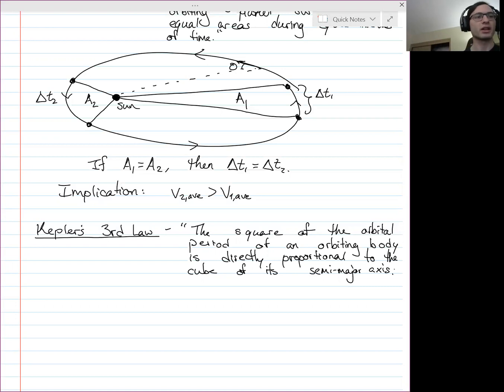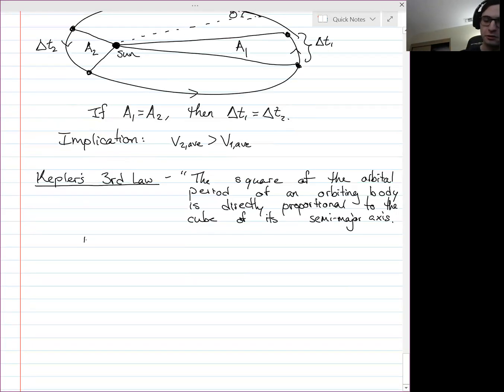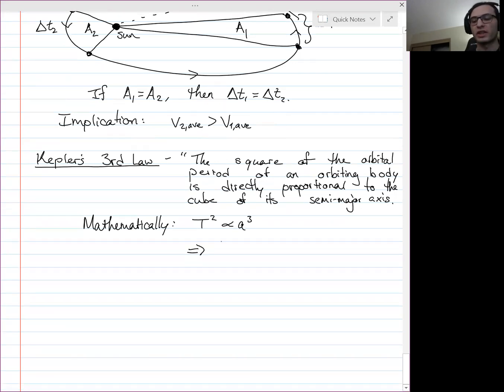So we can write this mathematically as the following. It's just that T squared is proportional to a cubed, a being the semi-major axis, remember. And so what we can do is rearrange this equation. The typical way it's done is a cubed divided by T squared is proportional to 1, i.e. a cubed divided by T squared is a constant. And so this is typically how Kepler's third law is presented.